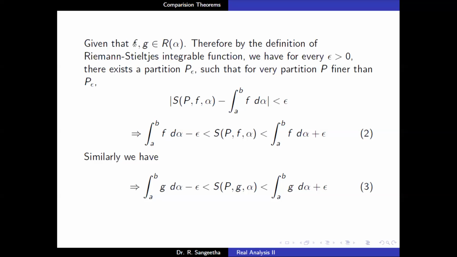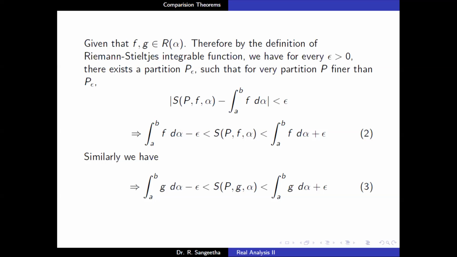If the function f belongs to R of alpha, it means f is integrable. Applying the definition of Riemann-Stieltjes integrable function, given epsilon greater than 0, there exists a partition P epsilon such that for every partition P finer than P epsilon, modulus of S_P(f, alpha) minus integral a to b f d alpha is less than epsilon. Now, g belongs to R of alpha means g is also an integrable function. So take the same epsilon, but you need not have the same partition.